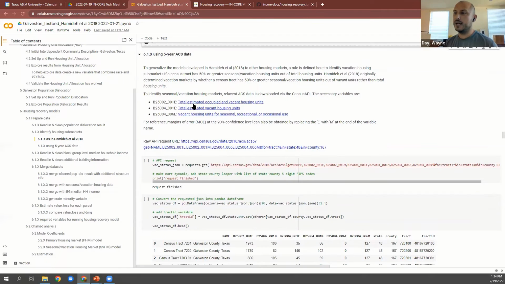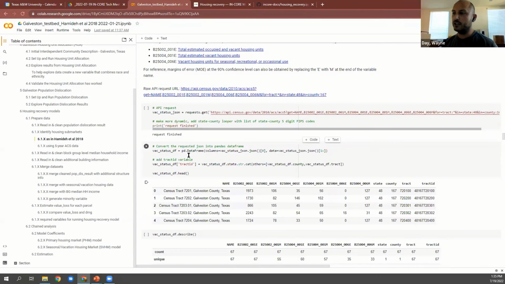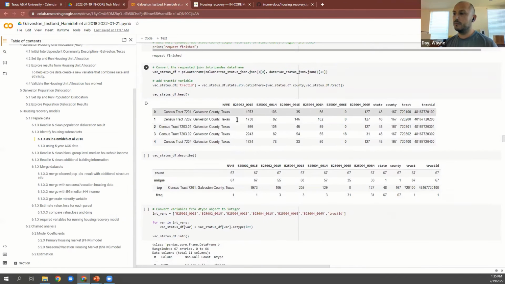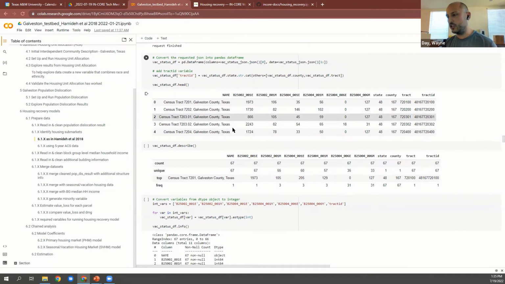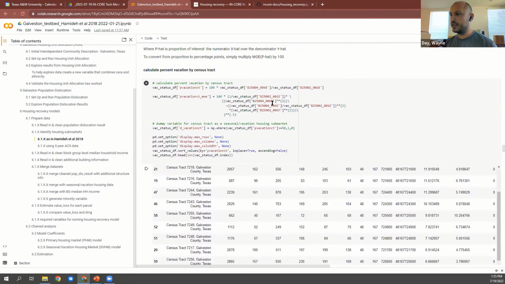And this just gets into how we're taking the census tract data and coming up with those percentages, merging those census tract percentages with each parcel, and then determining if that parcel needs to use the primary housing market model or the seasonal vacation housing market model. So I've done some census API requests to get that additional information that we need, and convert those counts into percentages. That's what's going on through here.